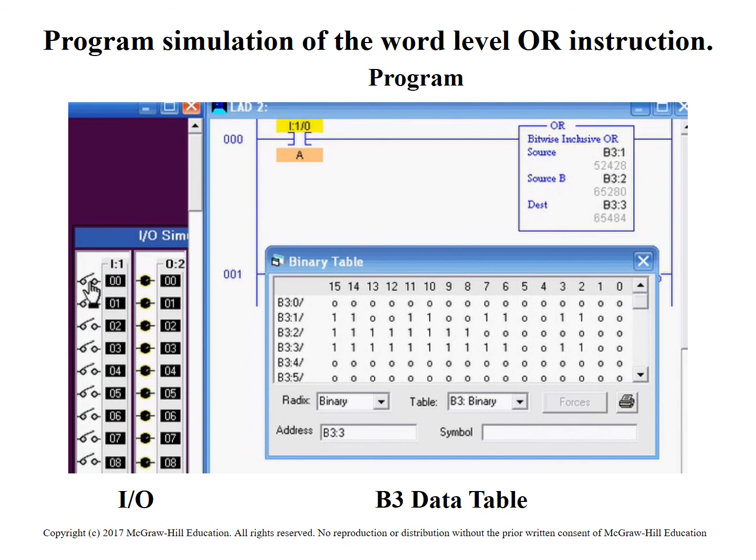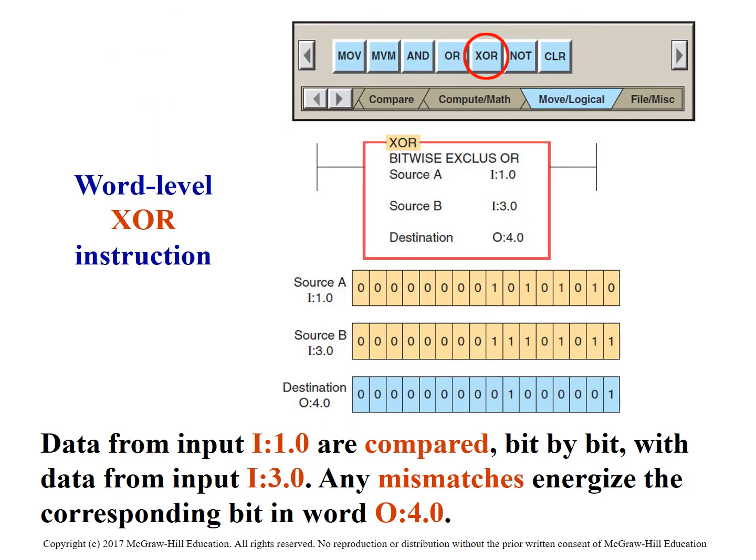So in this case, we're looking at comparing these two words here and dumping the results here. So 0, 0, 1, 1, 1, 1, 1, 1, 1, all the way to the end. That's exactly how that works.